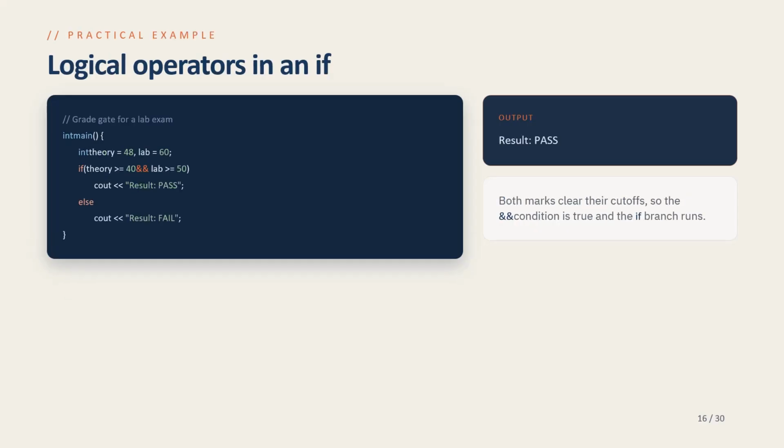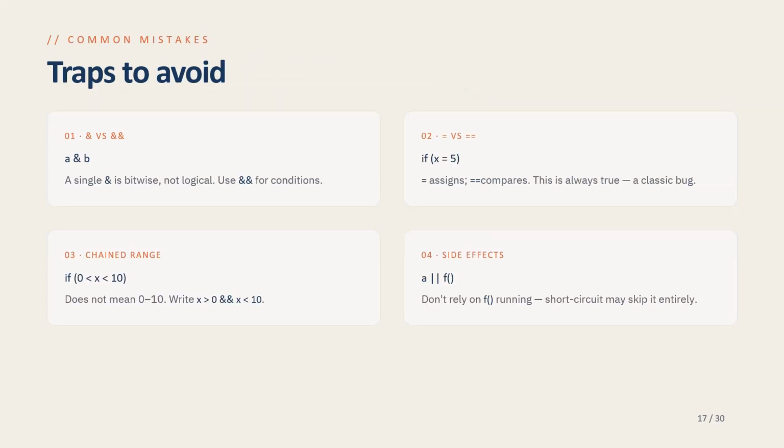Here is the practical example. And some common mistakes to be avoided. The common mistakes include confusing single ampersand with double ampersand, using single equal to and double equal to interchangeably, writing incorrect range conditions, and forgetting that short circuit conditions may skip some function calls.